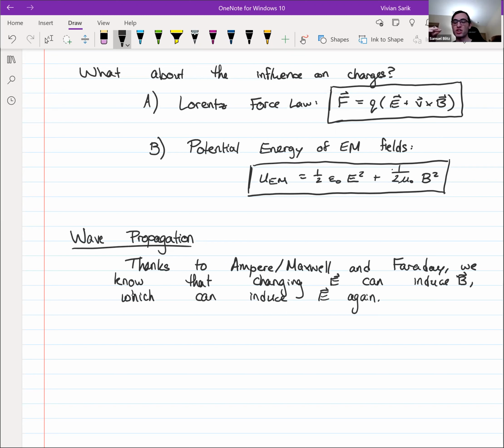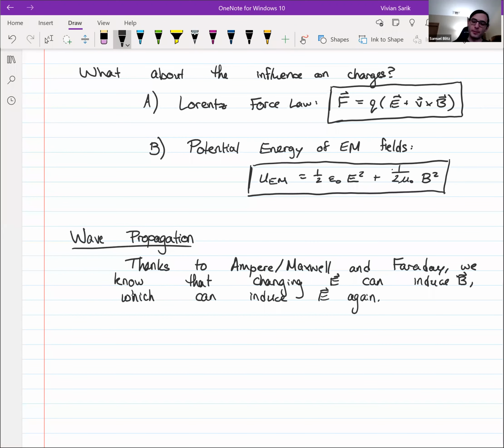But if there was initially no magnetic field, and then you start changing the electric field, now the magnetic field goes from 0 to not 0. So the magnetic field is changing. And that changing magnetic field can produce a field. And so it will cause the electric field to change, which will then cause the magnetic field to change, and so on and so forth.